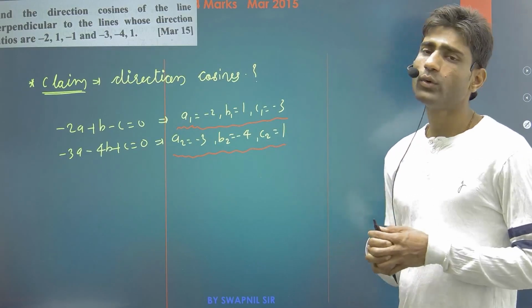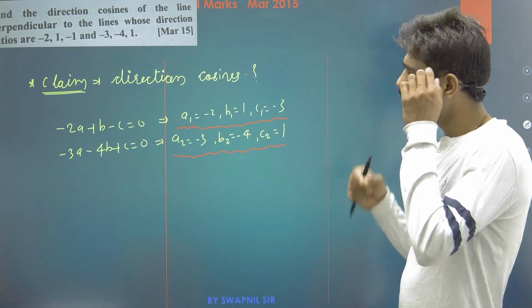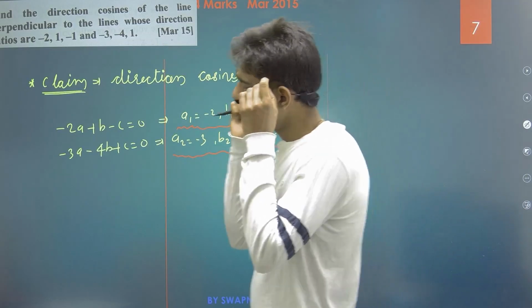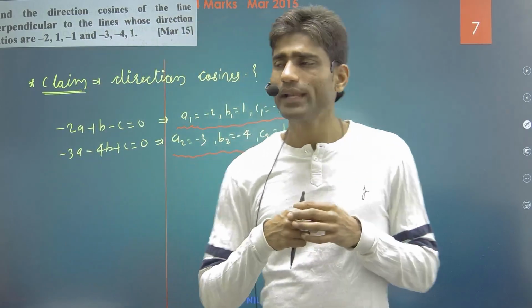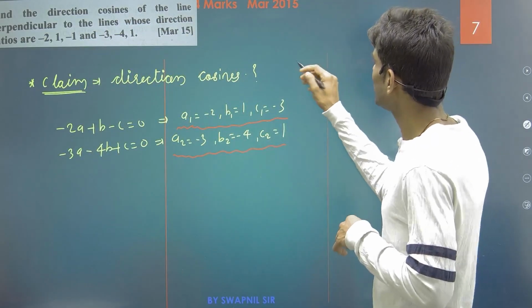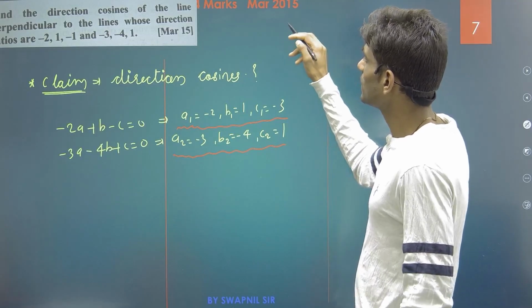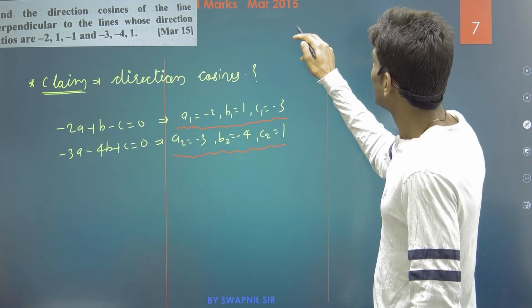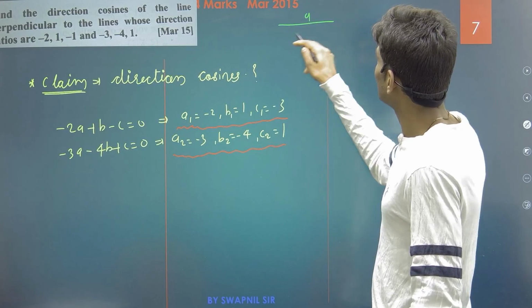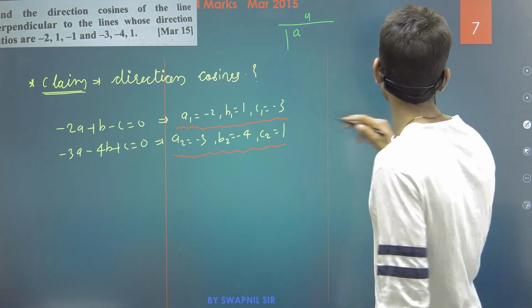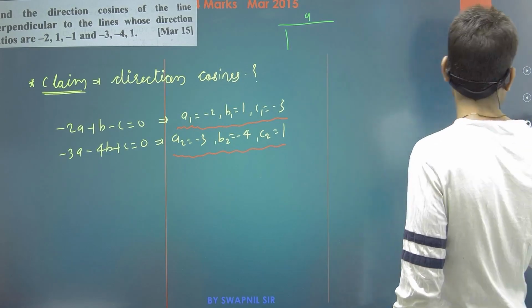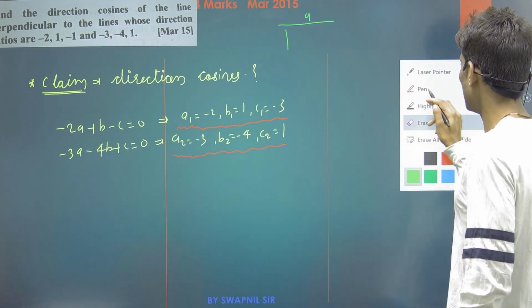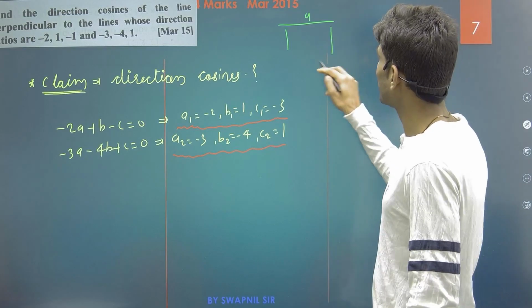Now, for finding the direction ratios for our perpendicular line, as we know, we can write A upon the determinant of B1 C1 B2 C2. So as we take A as the numerator, we have to take the denominator as the determinant formed by the columns other than the variable A.